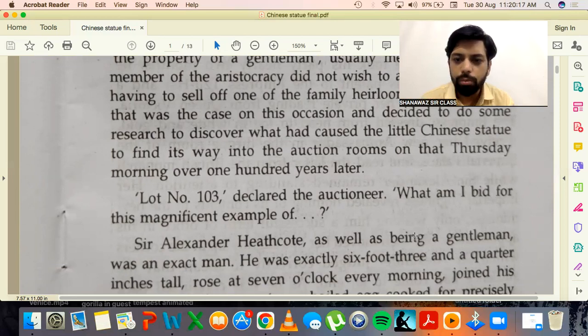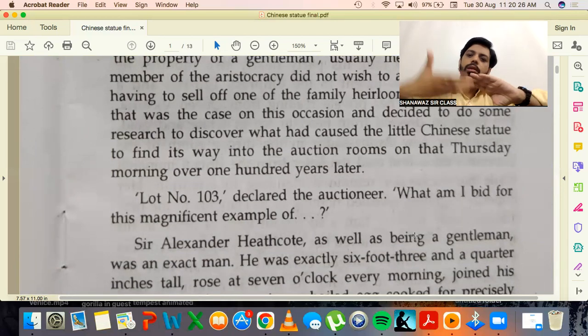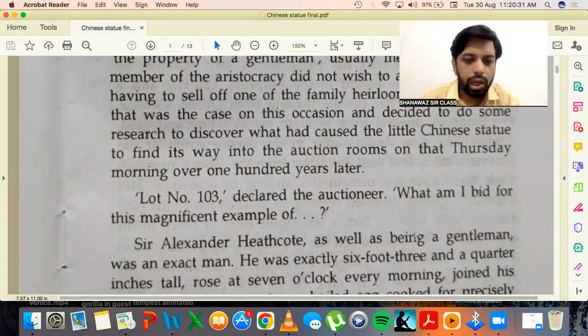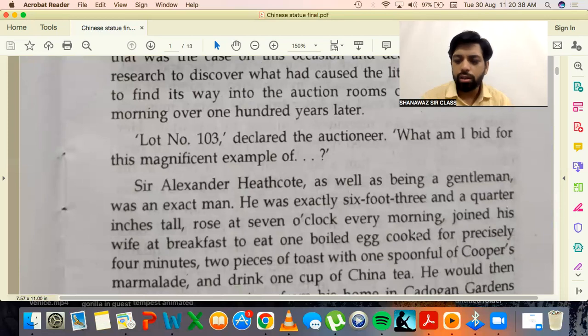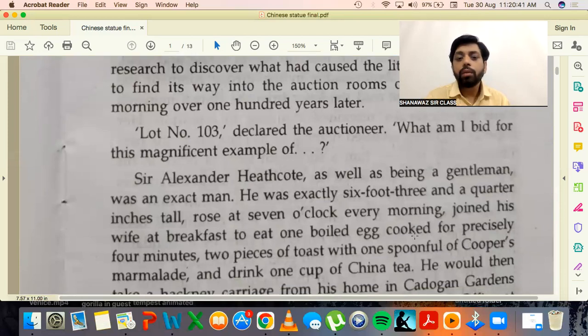So now we will know about the history of this Chinese statue about 100 years ago. बहुत पुराना ये स्टैचू है, तो अब कहानी में फ्लैशबैक में बताया जाएगा कि चाइनीज स्टैचू कहाँ से आया था. Sir Alexander Heathcote, as being a gentleman, was an exact man. He was a gentleman. Sir Alexander Heathcote, ये मतलब बैकग्राउंड में अभी जो आदमी बेचने आया एलेक्स, उसके ग्रेट ग्रैंड फादर है, मतलब दादा के पापा. तो he was a real gentleman, वो शरीफ आदमी थे, अच्छे इंसान थे.